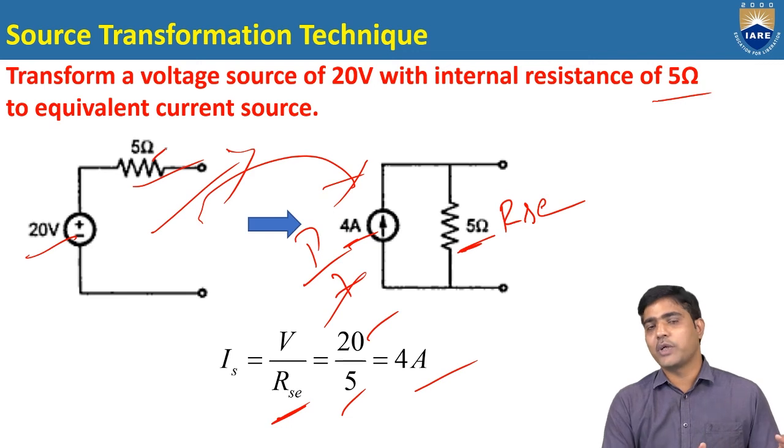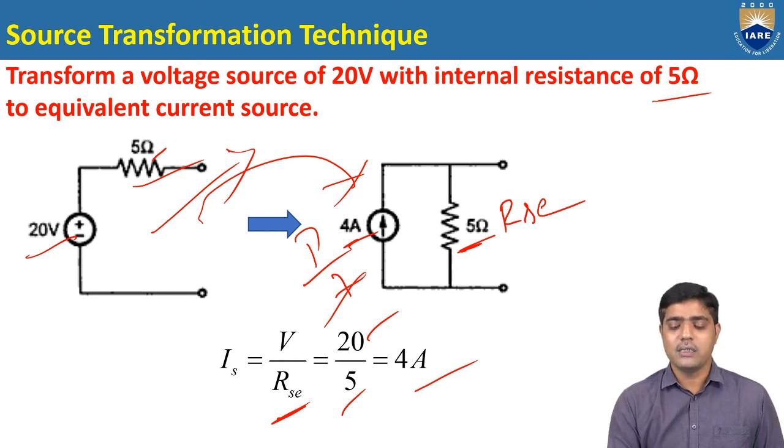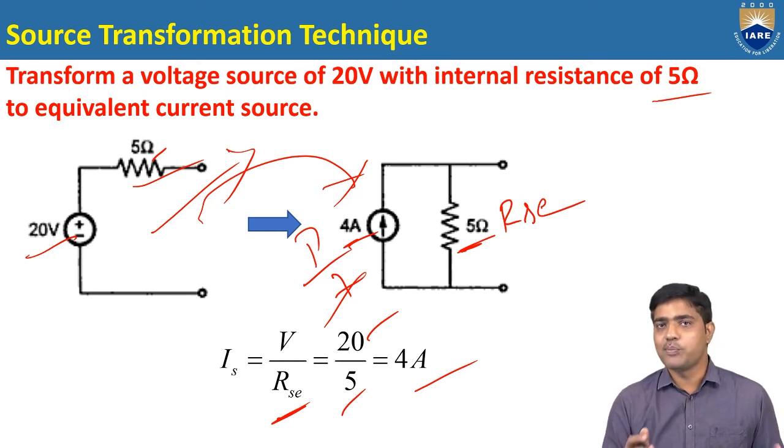So this is simply I am taking the formulas. What is the value of current? I equal to V by RSC. Then what is the shunt resistance? RSH equal to RSC, that is the resistance connected in series with the voltage source. So this is the simple way how we can convert the given voltage source into the current source.